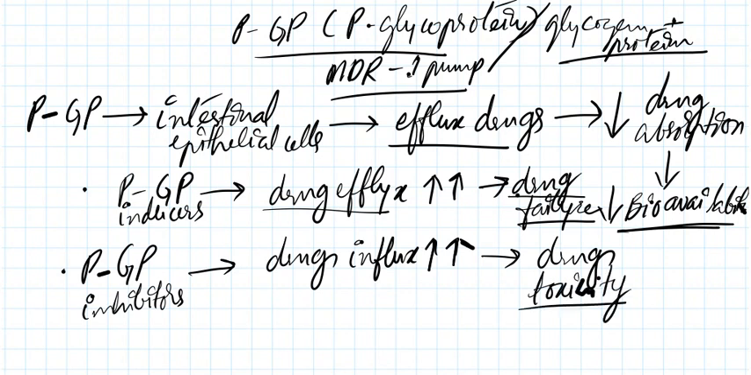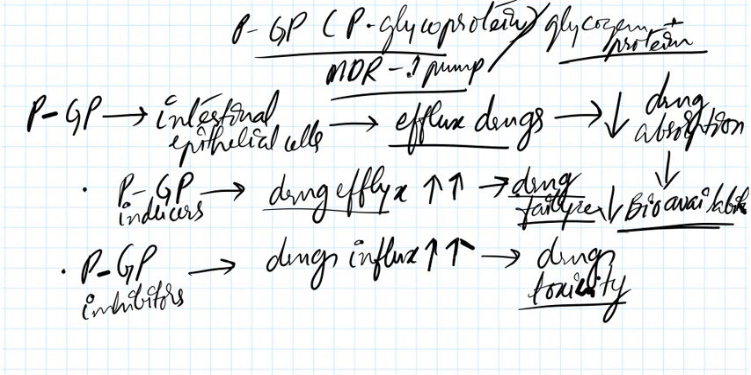See, the concept is very simple. If something induces the PGP, it simply effluxes the drug, means sends the drug to outside, thereby decreasing the absorption of the drug. So it decreases the availability of the drug to the tissues, thereby leading to drug failure.